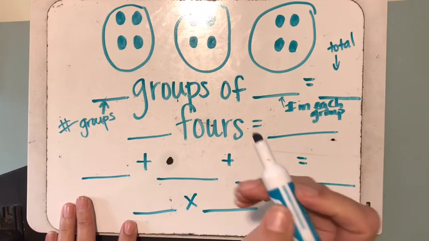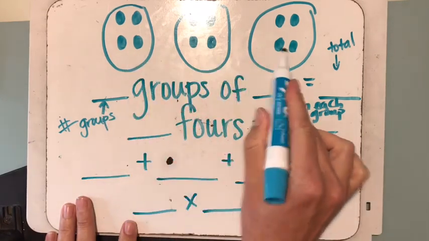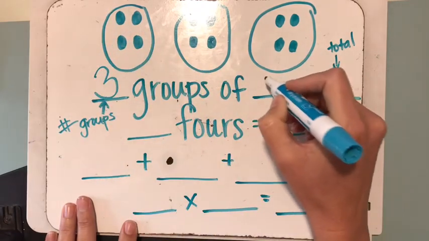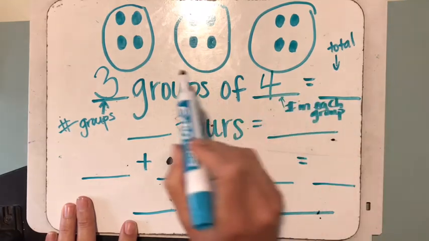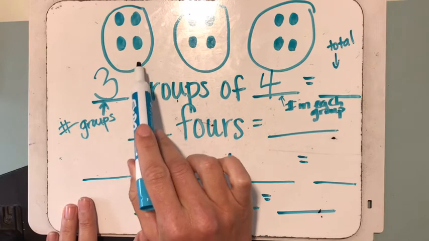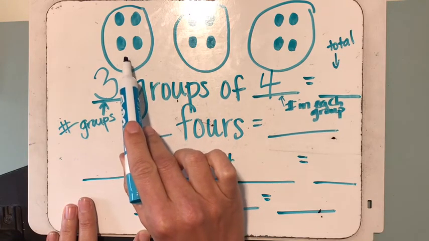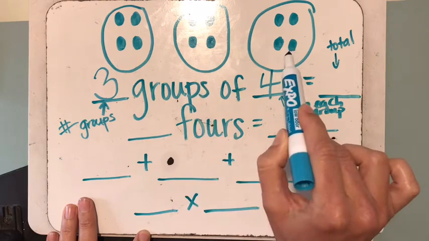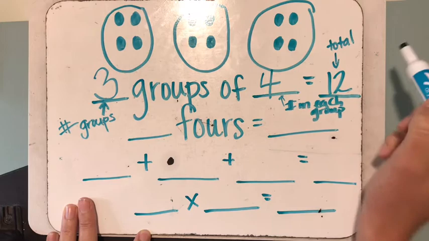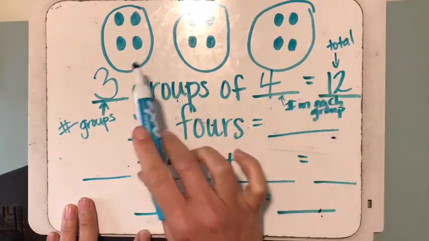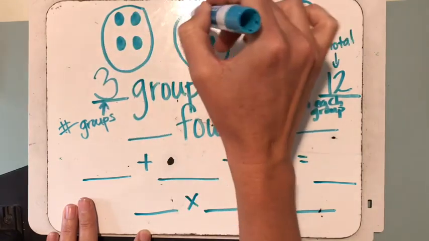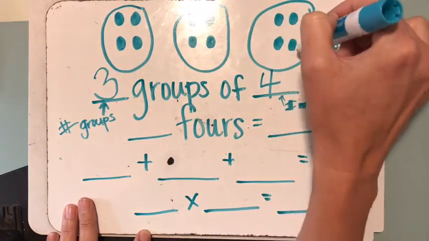So you should have put, we have 1, 2, 3 groups of, there's 4 in each group. And now I'm going to count them up. But you know what? I'm going to skip count because I'm learning multiplication this year. So here we go. 4, skip count with me. 4, 8, 12. So I know my total, my product, is 12. If I'm not sure if I skip counted correctly, I can just add them up. 1, 2, 3, 4, 5, 6, 7, 8, 9, 10, 11, 12.